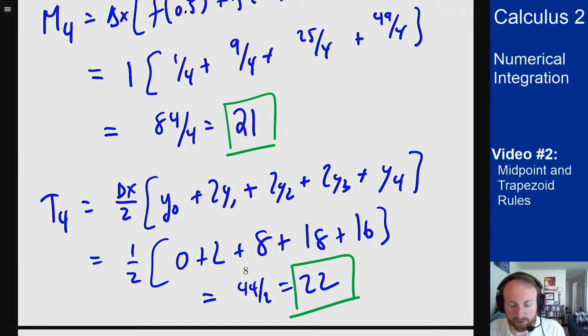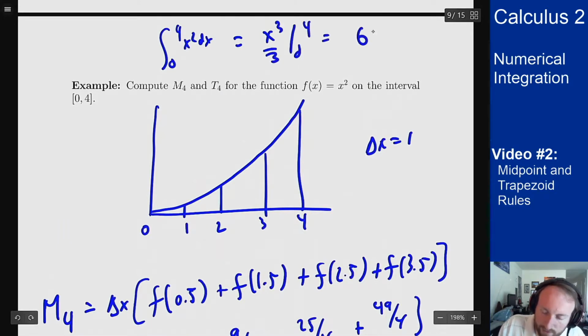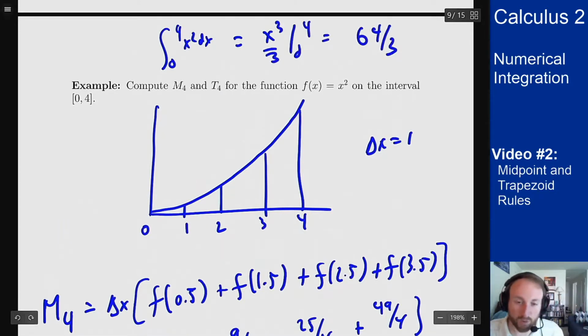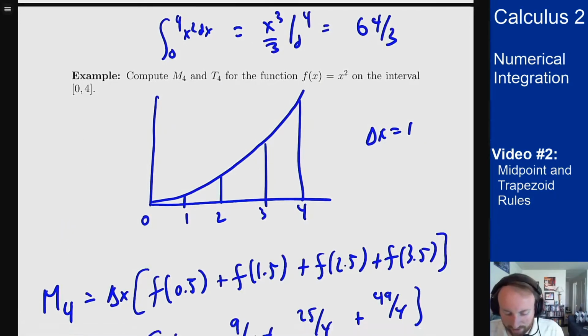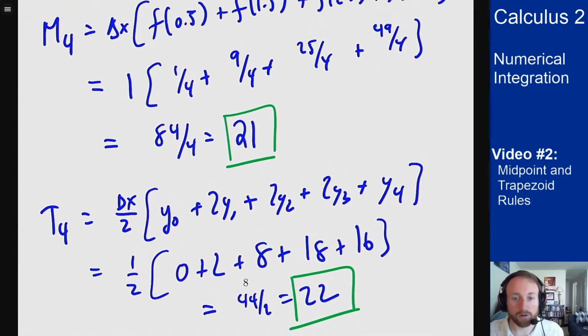What's the actual answer here? Well, if I integrate x squared from 0 to 4, I get x cubed over 3 from 0 to 4. I get 64 over 3, which is 21 1/3. So it's between these two, and they're both not terrible approximations for only using 4 shapes. So that's the idea of using the midpoint and the trapezoid rule to approximate integrals numerically. You can obviously do a lot better if you take a lot more rectangles, but for doing things by hand, this is about what you should expect to do.